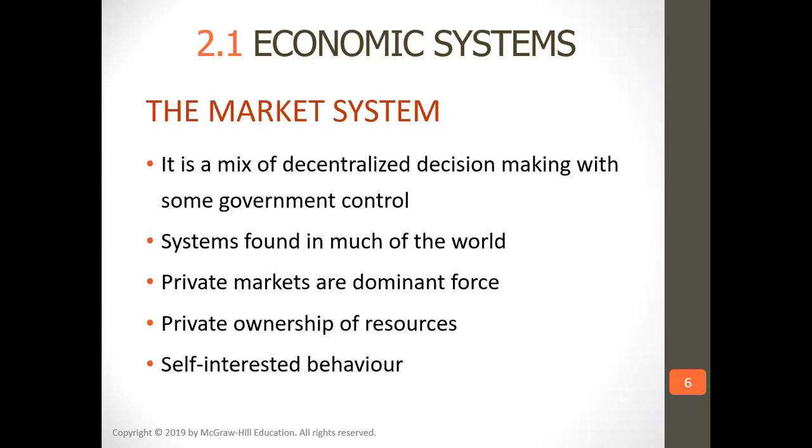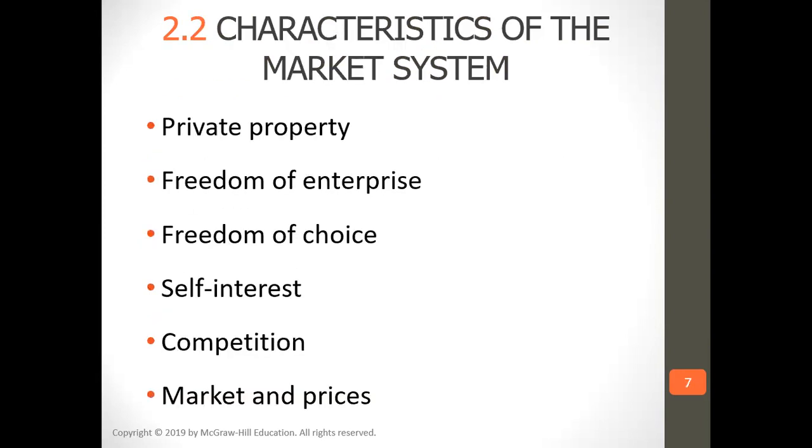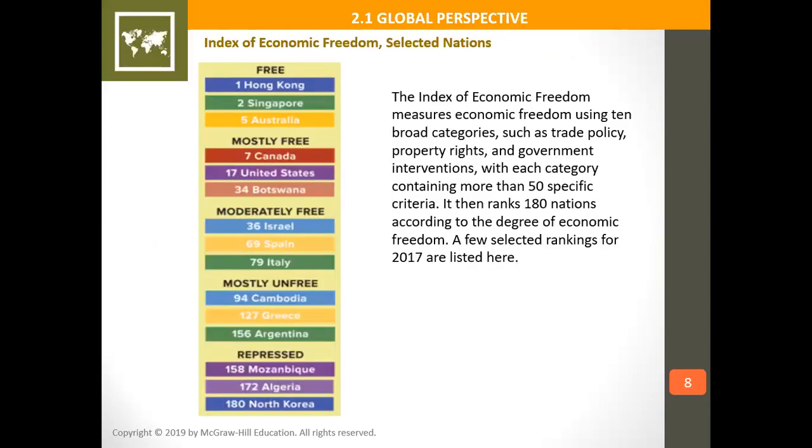And the market system is some government control, decentralized decision-making. Systems found in much of the world, so Canada and the US have a market system. Private markets are a dominant force. Private ownership of resources and self-interest. So market system has private property, freedom of enterprise, freedom of choice, self-interest, competition, and market interests.